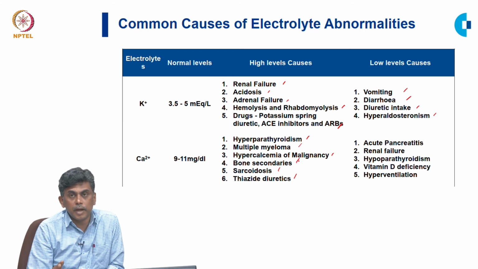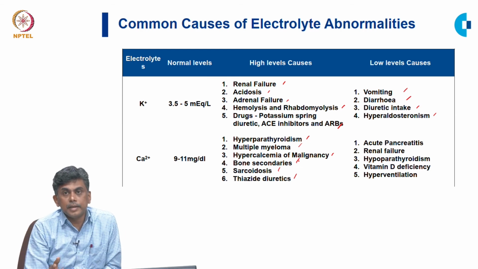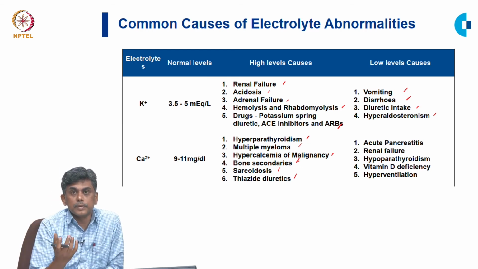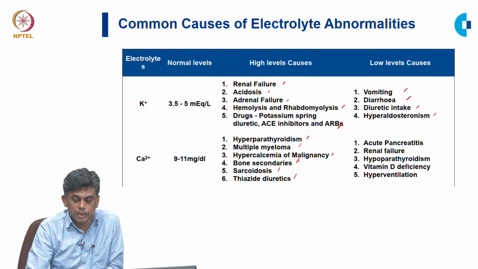Now we'll see some causes of hypocalcemia. Pancreatitis, acute pancreatitis, what does it do? Pancreatitis means there is a lot of lipase enzyme released. So what happens? It destroys the pancreas, saponification occurs, which requires calcium, and calcium gets deposited there.